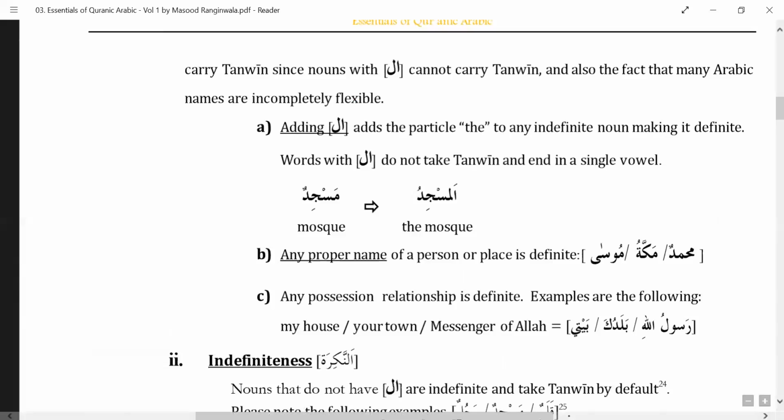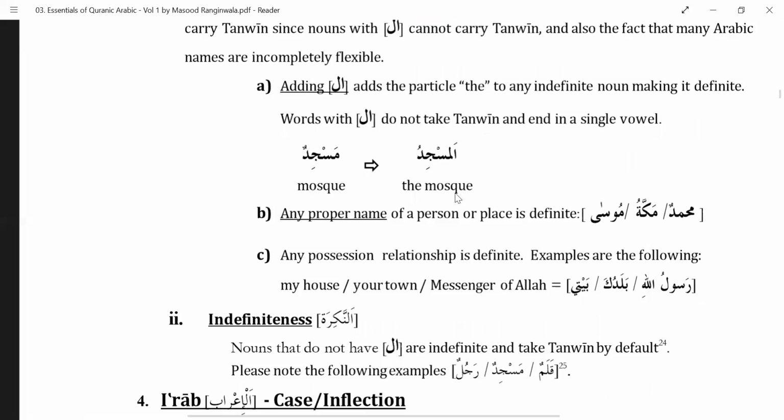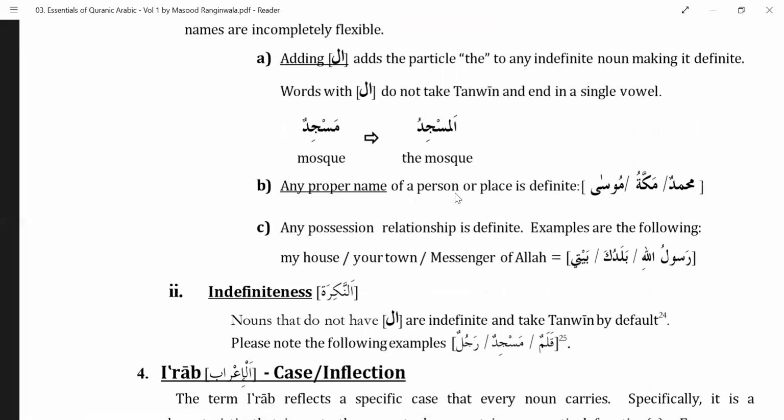Example: masjidun is a mosque. The tanween on the dal tells you it's a mosque. When you want to say the mosque, you will put al, but you will not say al masjidun. You will make it al masjidu. You will remove the tanween and only put a single haraka. Proper names like Muhammad, Makkah, Musa are already definite and will not have al. You will not say al Muhammadu. You will not say al Makkatu.